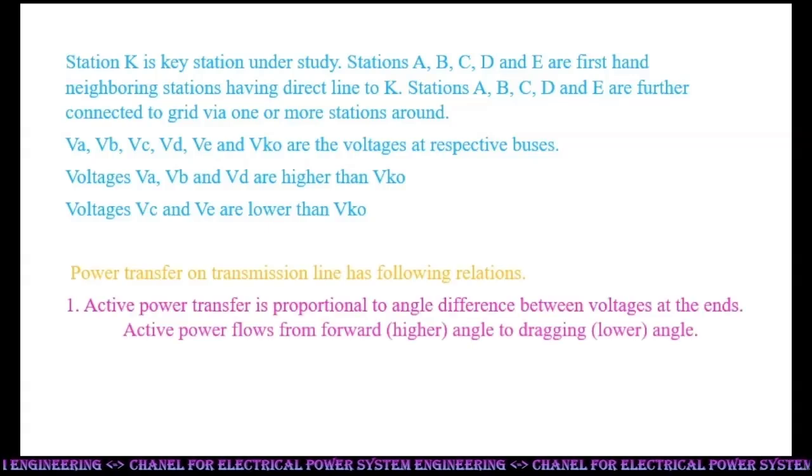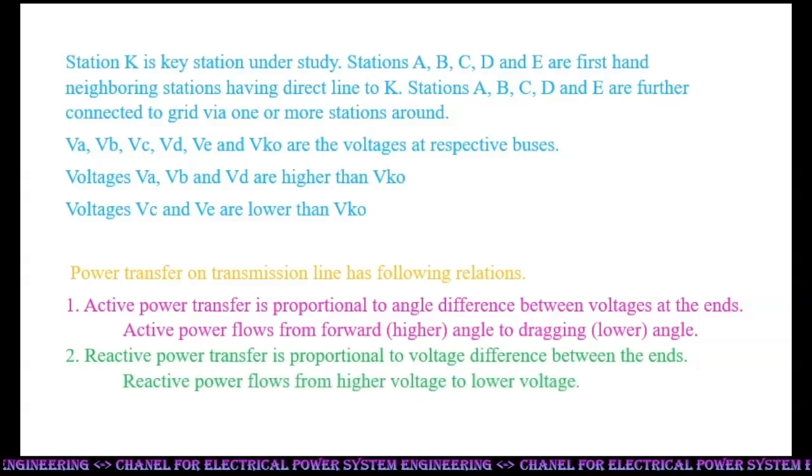Power transfer on transmission line has the following relations. 1. Active power transfer is proportional to angle difference between voltages at the ends. Active power flows from forward, higher angle to dragging, lower angle. 2. Reactive power transfer is proportional to voltage difference between the ends. Reactive power flows from higher voltage to lower voltage.